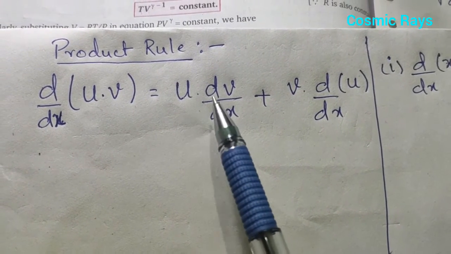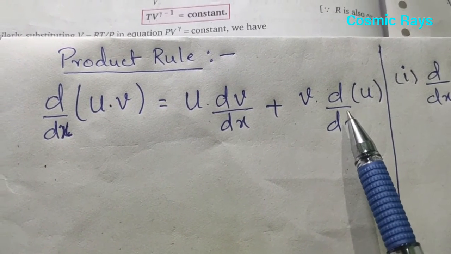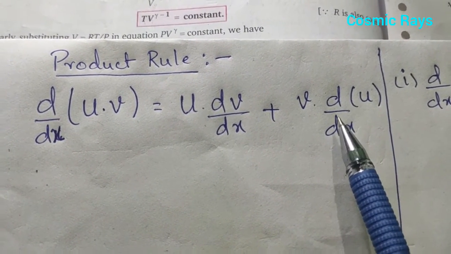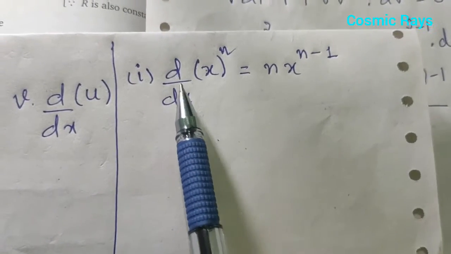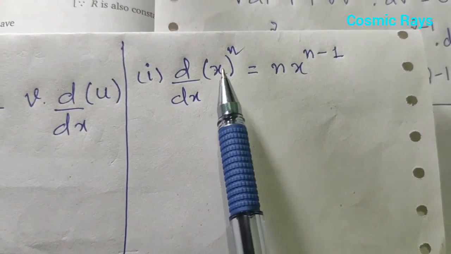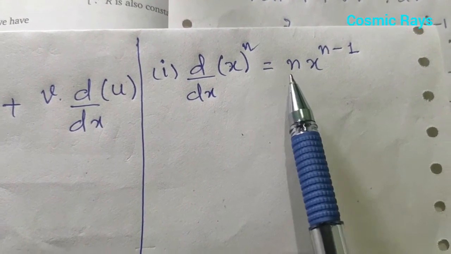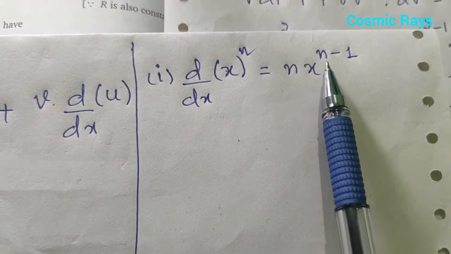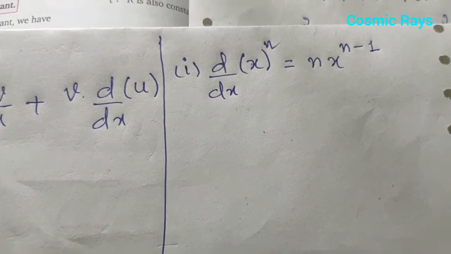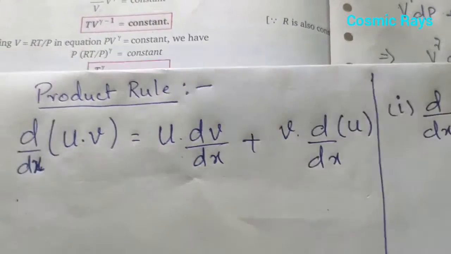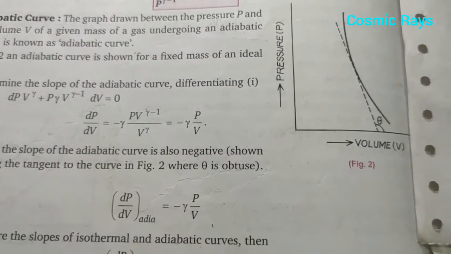First function, differentiation of second function, plus second function and differentiation of first function. And the basic rule of differentiation says whenever we have to differentiate d/dx of x to the power n, the differentiation formula is n x to the power n minus 1. So using these two we will be trying to understand how they have got this equation.